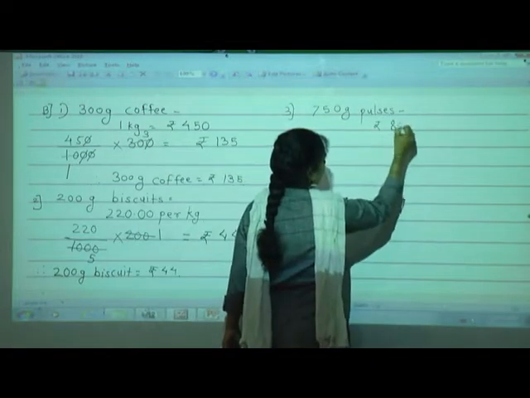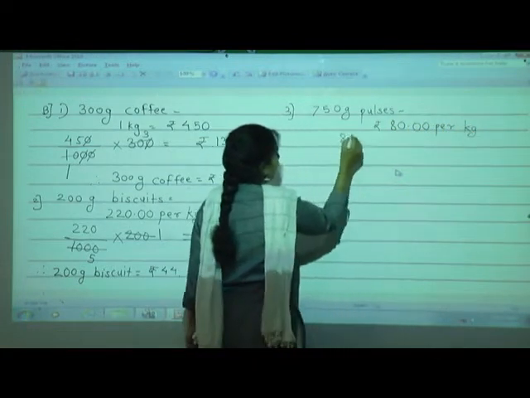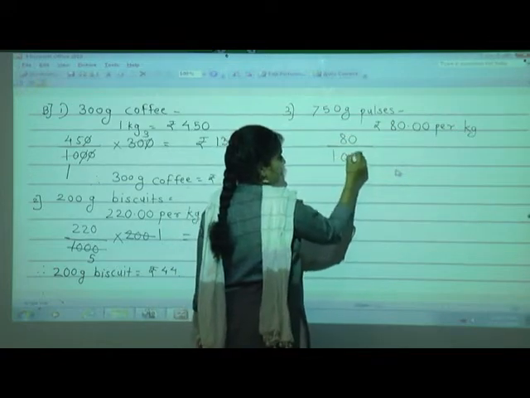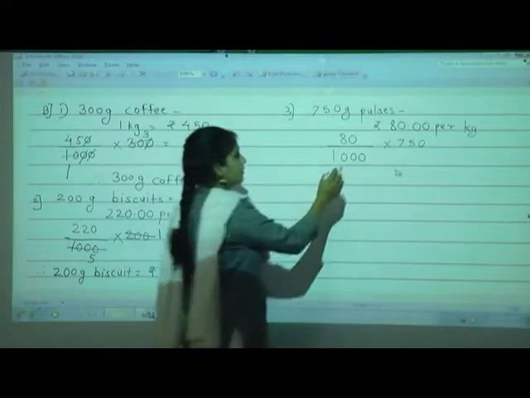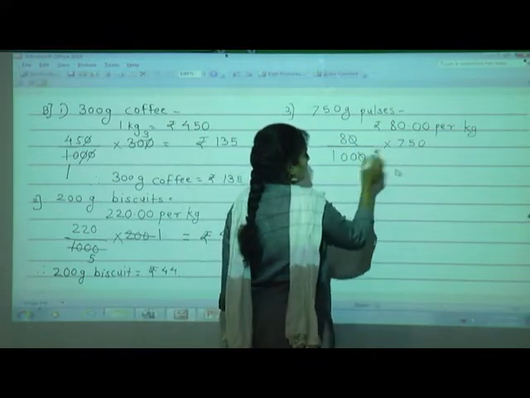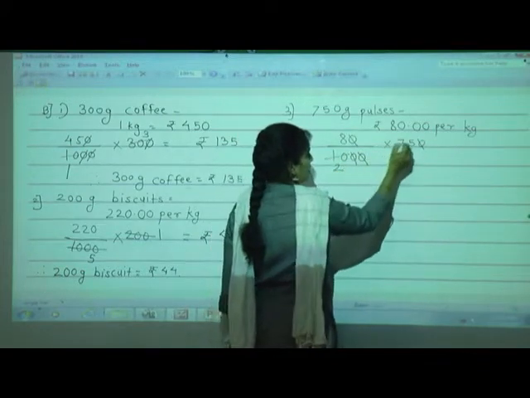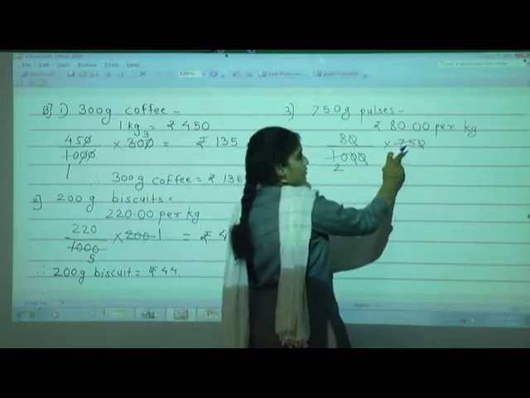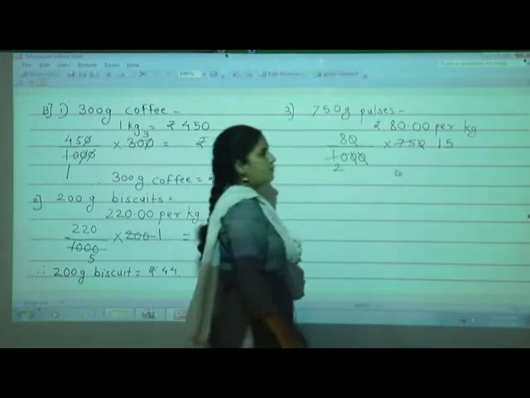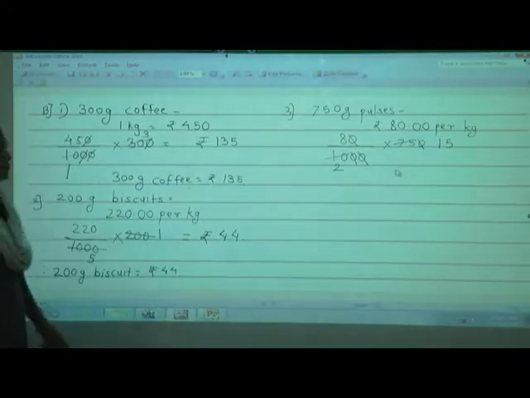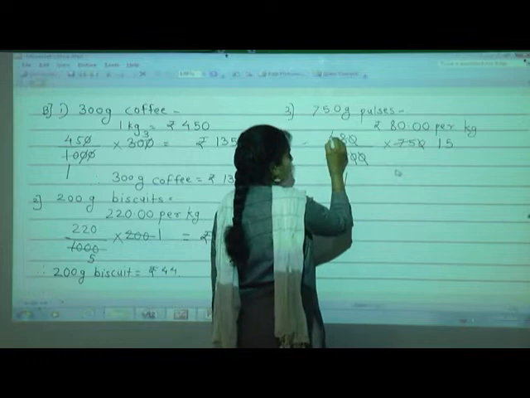Rupees 80 per kg. Now 80 divided by 1000 multiplied by 750. Okay, so students, here you can cancel, isn't it? Now 5 2s are 10, and divide 75 also by 5. Now 5 ones are 5, so 5 5s are 25. So here 15. Again 2 ones are 2, 2 4s are 8.